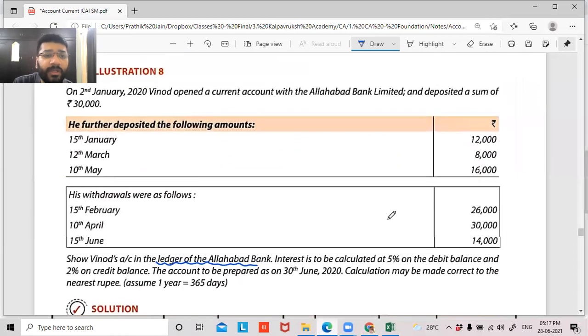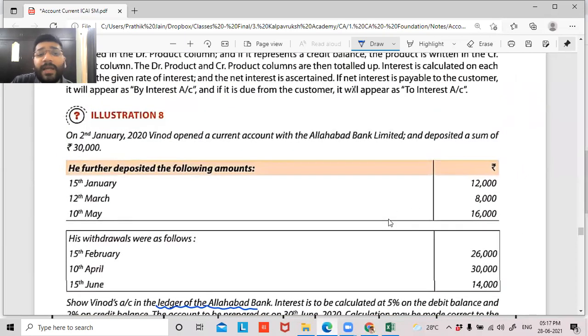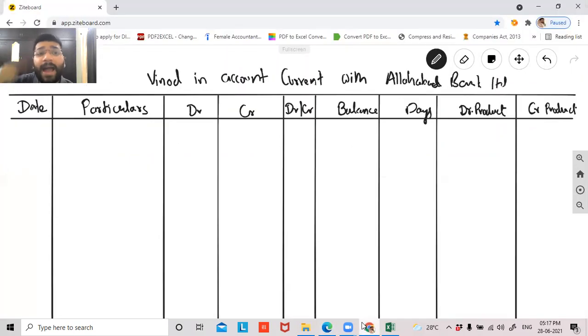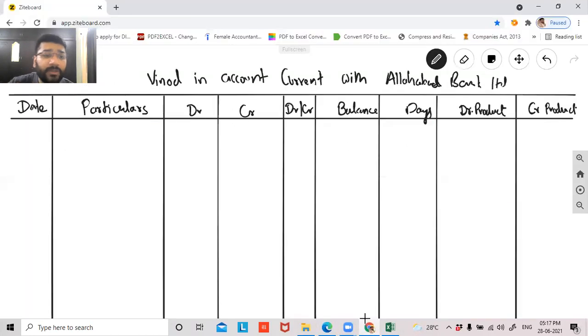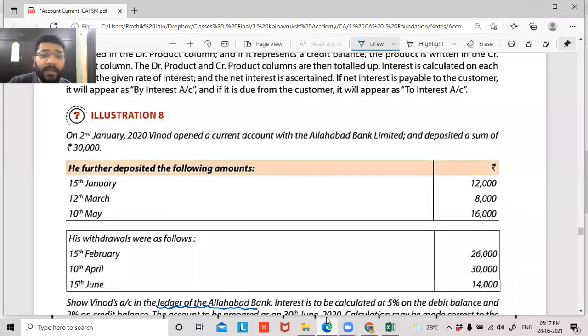If I come in the order of the question, guys, it says that on 2nd Jan 2020, Vinod opened a current account with Allahabad Bank and deposited a sum of 30,000 rupees for opening an account. So guys, we have to think this entry from the bank's point of view. So the date is 2nd Jan 2020. 2020 will be at the top, and this is 2nd Jan.